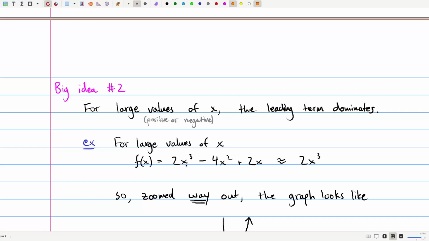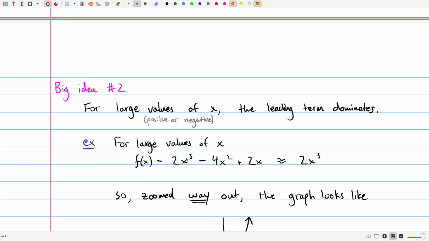And the reason for this is that for very large values of x, like for example, say x is 1,000, x cubed would be a number with 9 zeros. So I suppose that is 1 billion. And x squared in this case would be 1 million, and x would be 1,000. I probably got those exact numbers wrong, but the point is this is a number that has 9 zeros, this is a number that has 6 zeros, and this is a number with only 3.